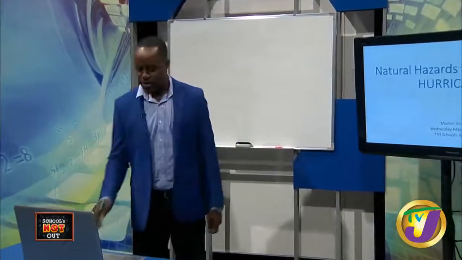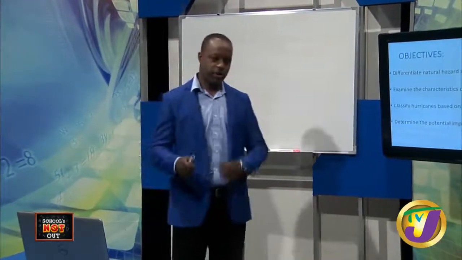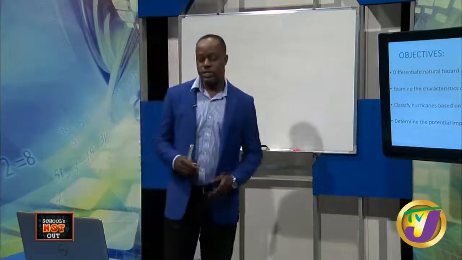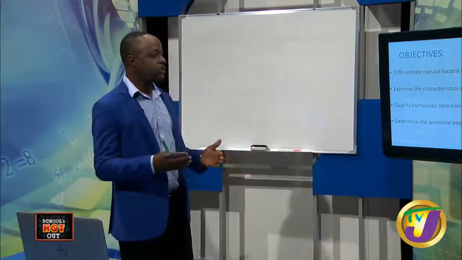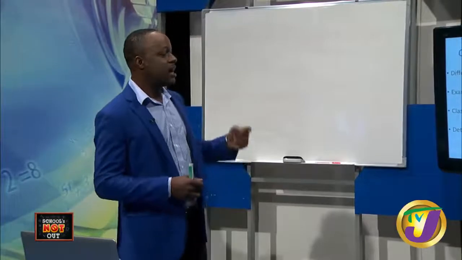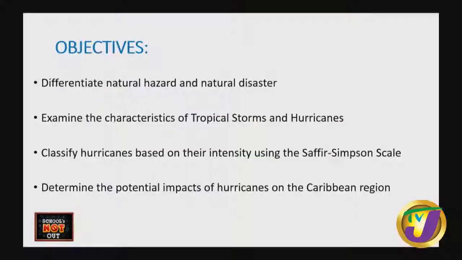But before we get into the meat of the matter, here's a little quiz for you. We're going to go to our objectives for today from the CSEC syllabus. We're going to differentiate between natural hazards and natural disasters. We're also going to be looking at the characteristics of tropical storms and hurricanes. We will also seek to classify hurricanes based on their intensity using the Saffir-Simpson hurricane scale and also determine the potential impacts of hurricanes on the Caribbean region.